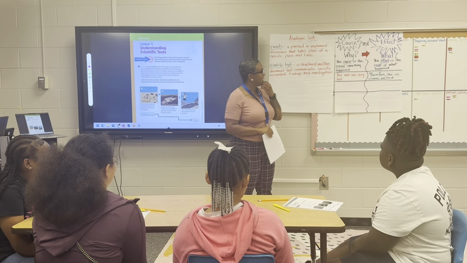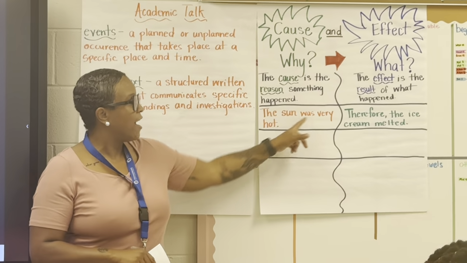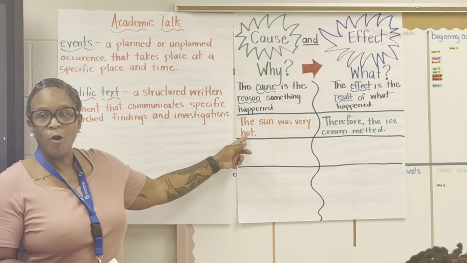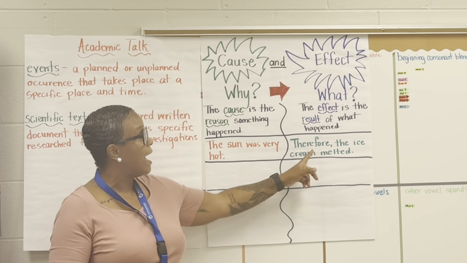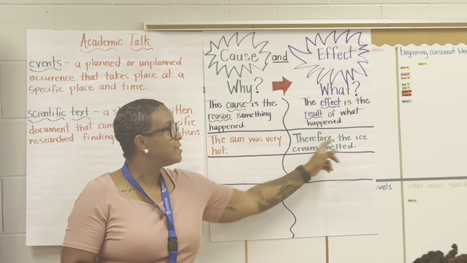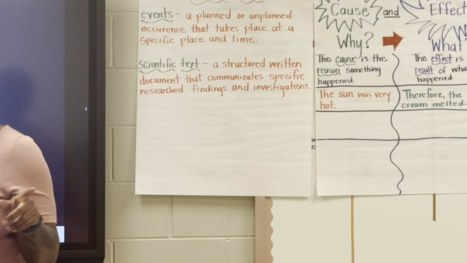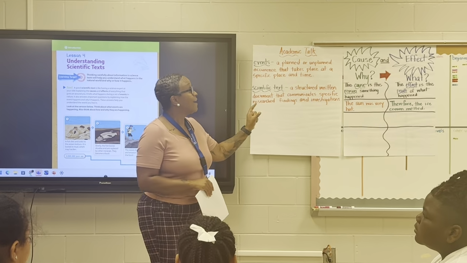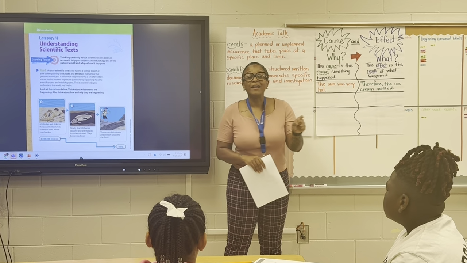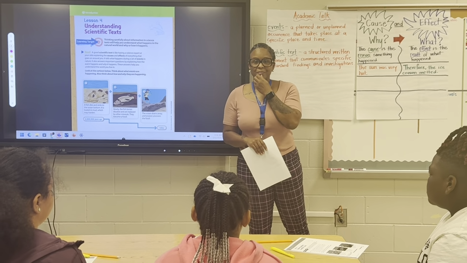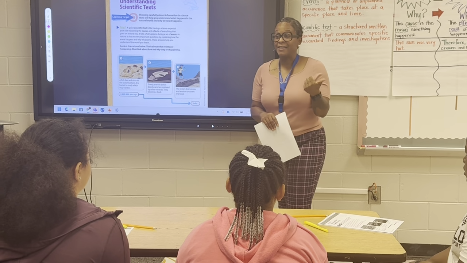So let's look at my example that I already wrote. The sun was very hot. That is the what, class? Cause. And because the sun was hot, therefore the ice cream melted. Has that happened before to you? Yes. So because the sun was very hot and the ice cream melted, what did it cause you to do with your ice cream? Throw it in the trash. Throw it in the trash? That could be an effect.